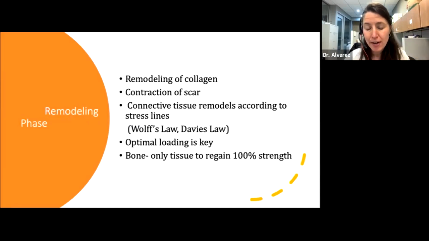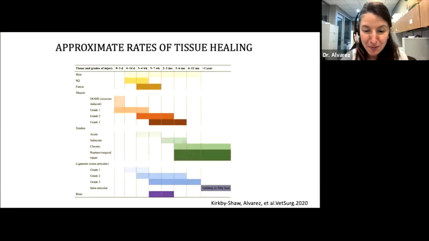But if you really want to gain strength of that bone, that patient needs to be weight bearing through the appropriate lines of stress. And that is what stimulates the osteoblast to set down and build that callus. So key here for remodeling is optimal loading. Optimal loading is what you want to remember here. And the other thing to remember is that for all tissue types, none of them will regain 100% of strength except bone. Bone will regain 100% of its strength, but skin, muscle, tendon, joint capsule, fascia, none of them will regain 100% strength. That's why rehab is so important.